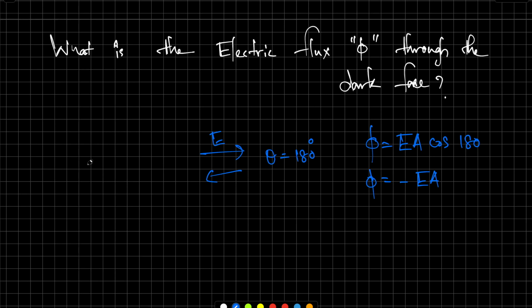Now, if we have values for electric field and area, let's say electric field is 100 Newton per Coulomb and area is let's say 2 meters square, then phi will be equal to minus 100 times 2, which is minus 200 Newton meter square per Coulomb.